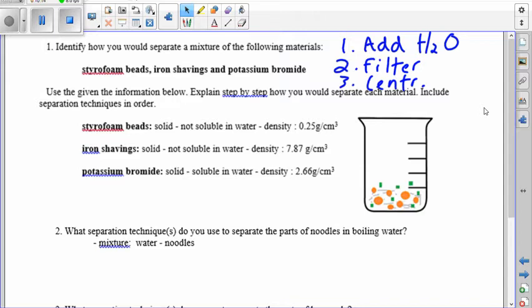What if you first drag a magnet through this whole sample and you get all the iron out that way? Okay. Then you could add the water, and then you could filter it. So then you have your potassium bromide, it goes through the filter. Your styrofoam beads get stuck in the filter, and you're done right there too.